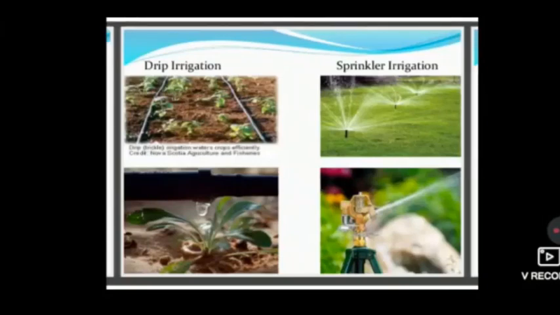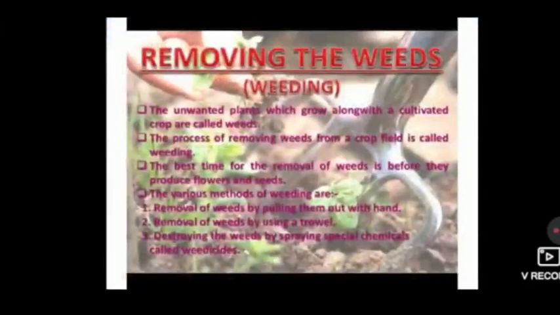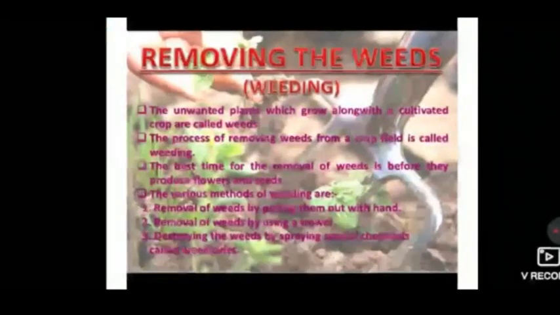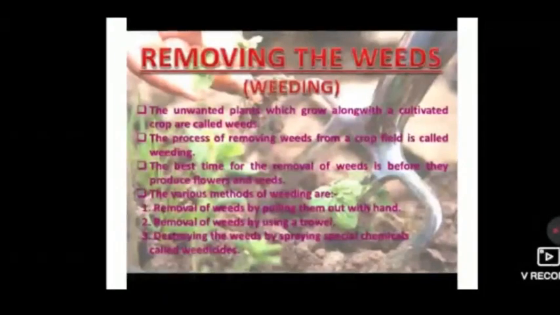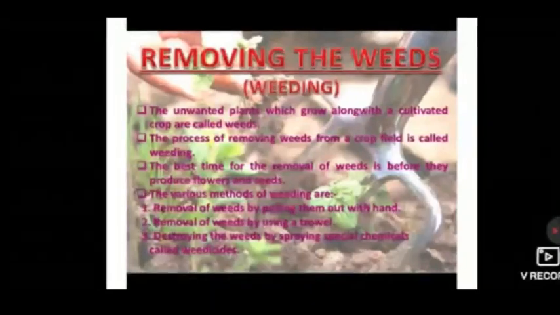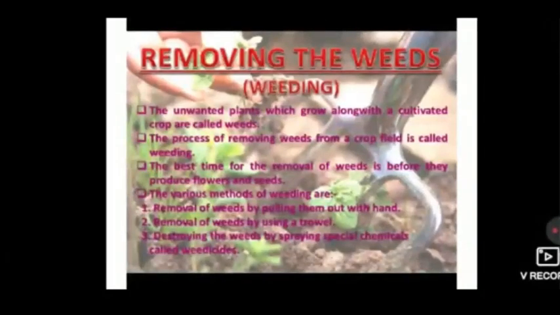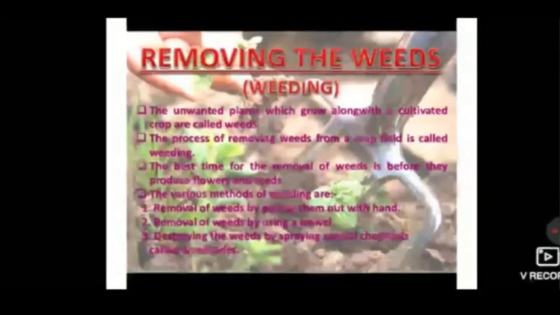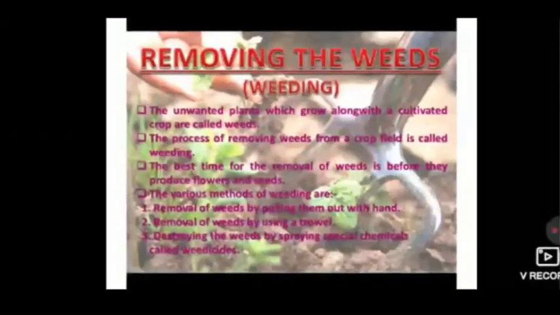Now let's move on to removing the weeds. So what are weeds? Basically, the unwanted plants which grow along with the cultivated crops are called weeds. Yes, weeds are unwanted and uncultivated plants that grow along with the crop plants. If you visit a field, you will notice many weeds growing among the crop plants. These weeds are not grown by the farmer. They grow on their own.